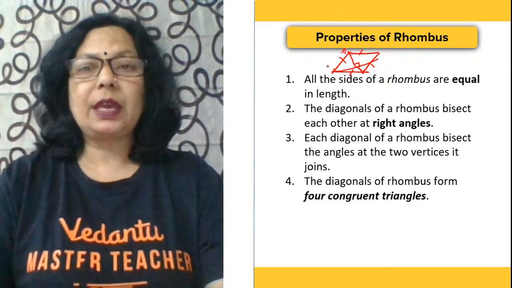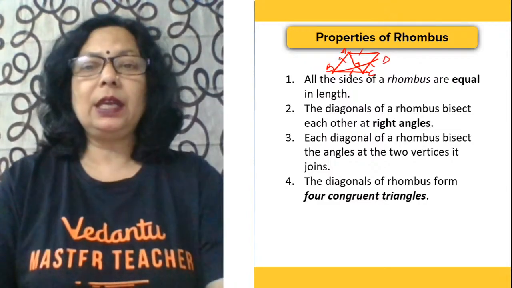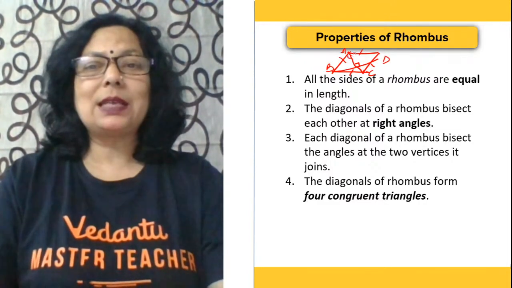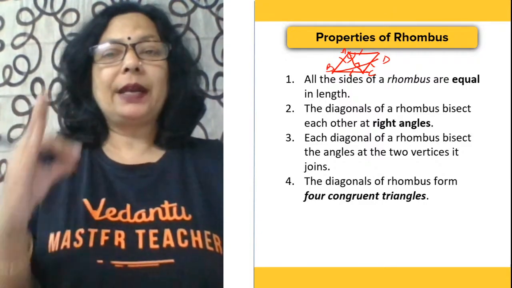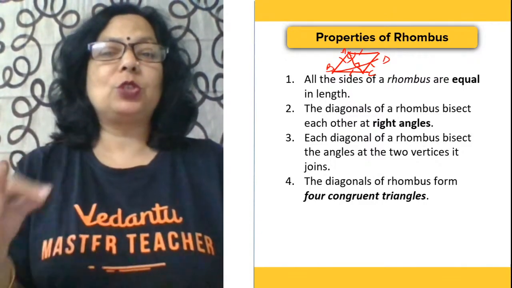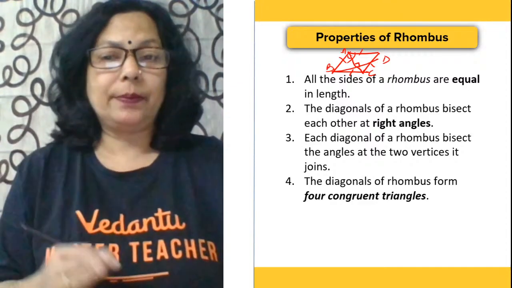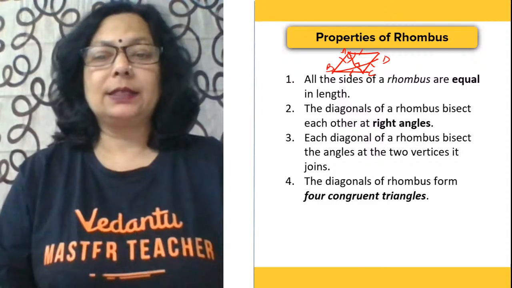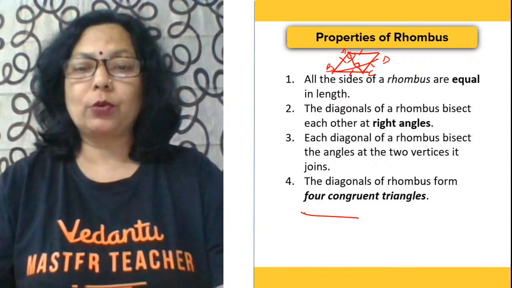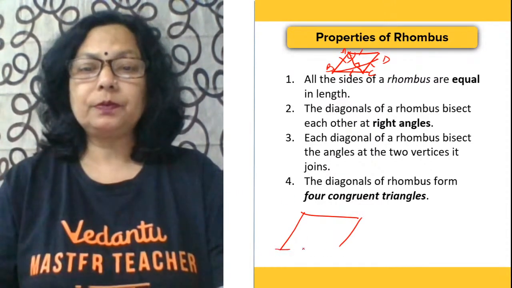Means if this is ABCD, so the diagonal bisects angle A, it divides angle A into two parts which are equal. Angle C also has two equal parts. And the diagonals of a rhombus form four congruent triangles. We can also prove how four congruent triangles are formed.